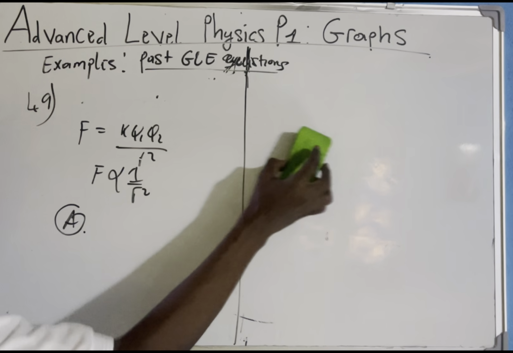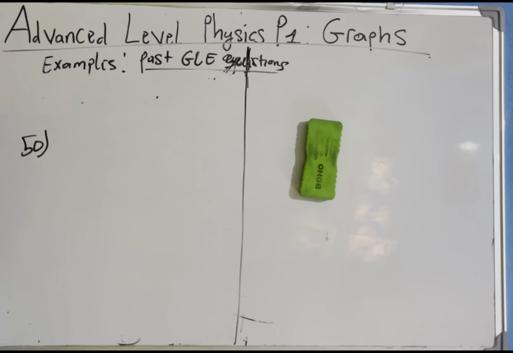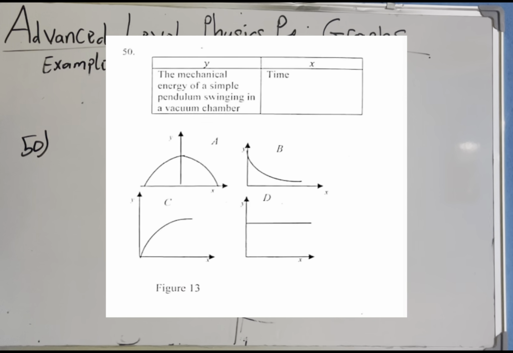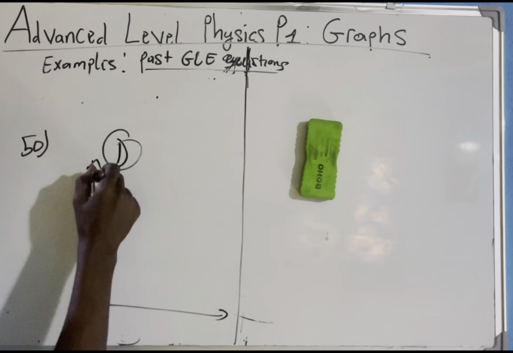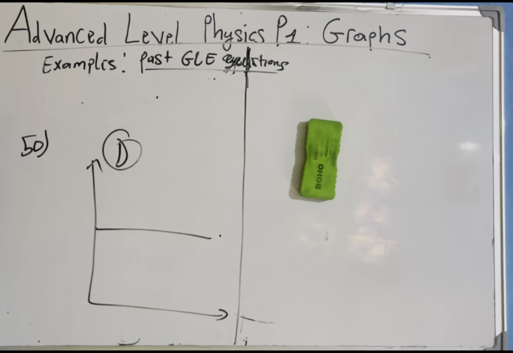Now 50 is the mechanical energy of a simple pendulum swinging in a vacuum chamber, and then the time. I told you that when you're talking about total mechanical energy, it should be constant. It's different from kinetic energy and potential energy. Those can vary depending on the position of the pendulum. So here we look for where the y-axis is constant, making the correct answer to be D. As easy as that.